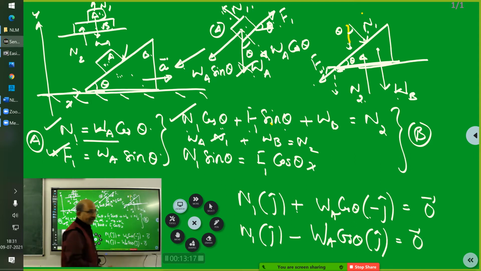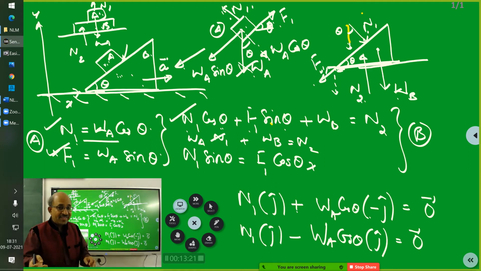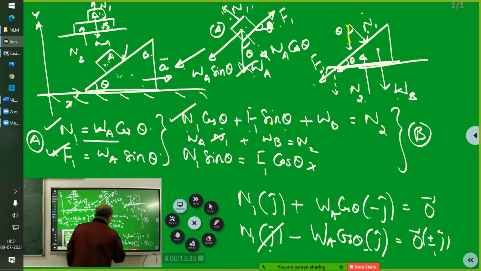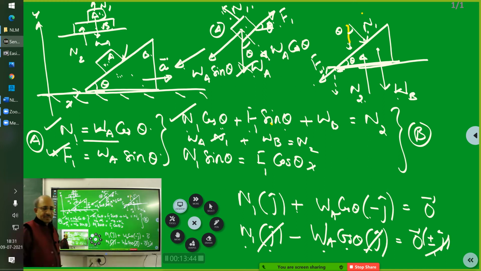Zero vector is a vector whose magnitude is 0, direction, can't say. Am I right? But definitely looking at these two equations, this can be either plus j or minus j. So here it is plus j, plus j, plus j. So you can remove the j's. Okay? And so you will write N1 minus WA cos theta is equal to 0. So therefore N1 is equal to WA cos theta. That is what I have written.